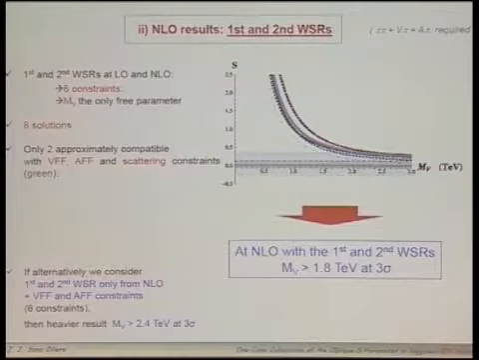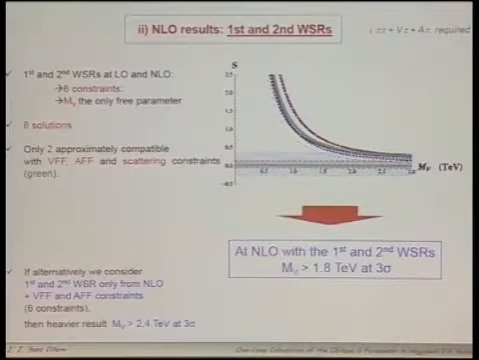Then people try to lower this scale by analyzing the one loop corrections. So what happens if you have two Weinberg sum rules? If you consider the first and second Weinberg sum rule at leading order and next to leading order, you get 6 constraints, and then the only free parameter that remains is the mass of the vector. And this leads to 8 solutions, which I plot here.